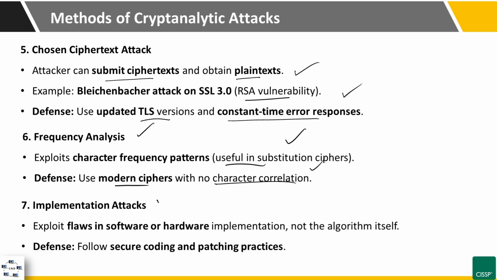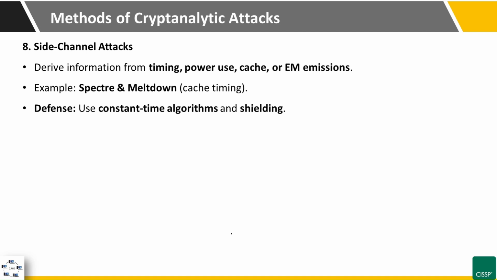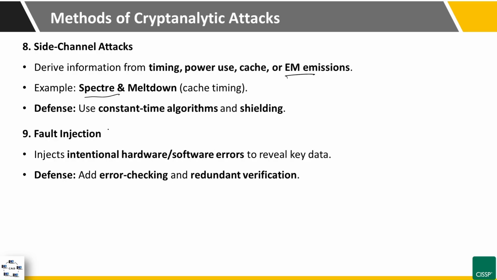And number seven is implementation attacks, which exploit flaws in software or hardware implementation, not the algorithm itself. And defense against it is to follow secure coding and patching practices. Number eight is side channel attacks. In this attack, the attacker derives information from timing, power use, cache, or electromagnetic emission. Examples include Spectre and Meltdown, that is cache timing, and defense against it is to use constant time algorithms and shielding. Number nine is fault injection.